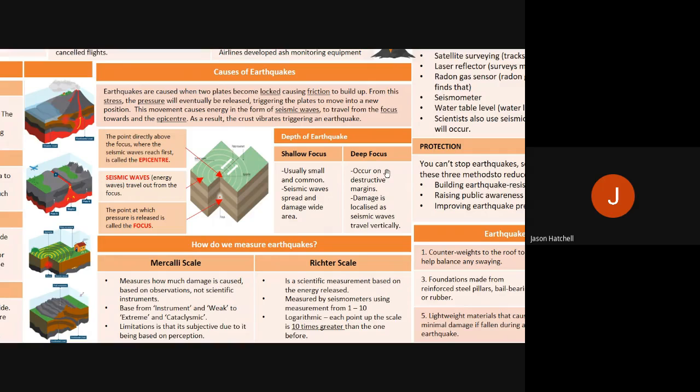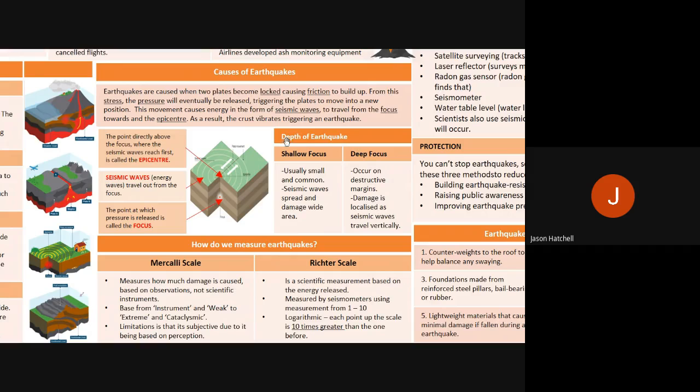On the opposite side of that, we've got deep focuses. These are generally over 70 kilometers deep in the ground, and they occur mainly on destructive margins. The damage from these is not very severe, and the reason for that is because the focus is deep. The seismic waves have a lot further to travel to reach the land we have built on, and therefore the actual damage caused is a smaller amount.